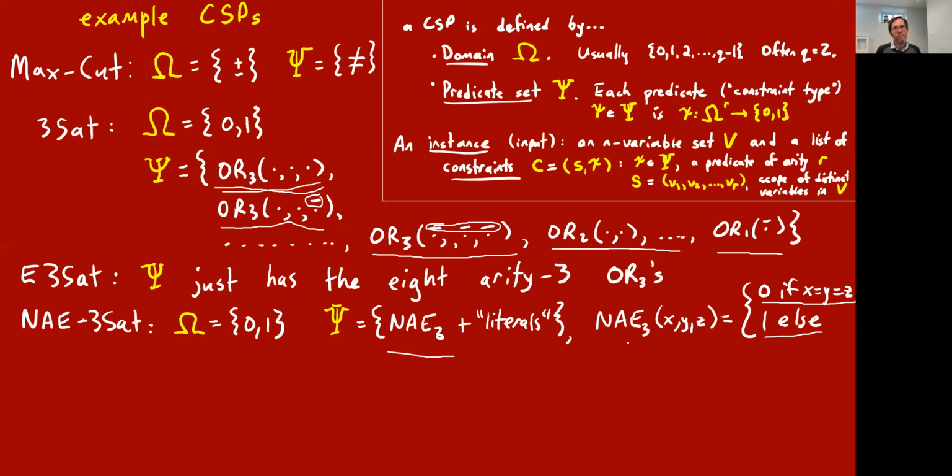So it's kind of like a weakening of 3SAT. In 3SAT, an OR is satisfied if you get at least one of the literals to be true. And in not-all-equal 3SAT, you want at least one literal to be true and at least one literal to be false. Maybe I guess it's a strengthening of 3SAT.